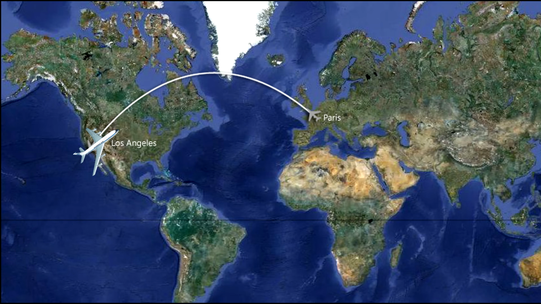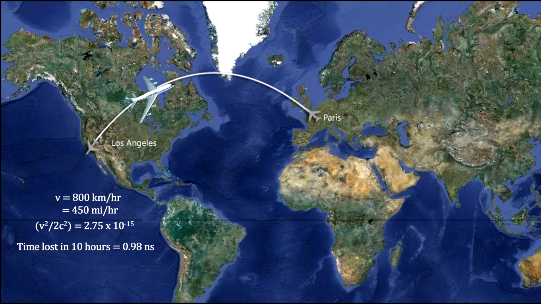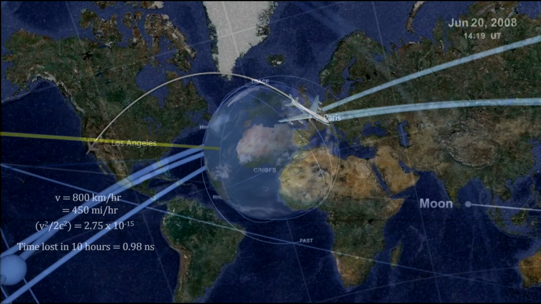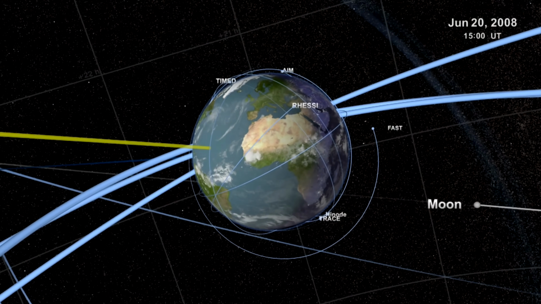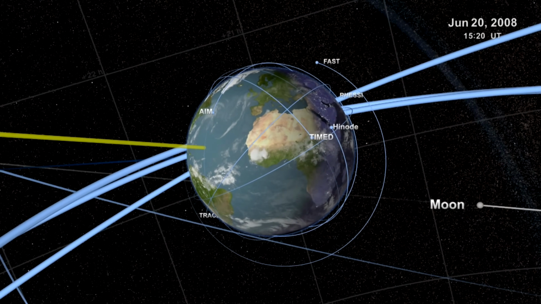If I were on a 10-hour flight from LA to Paris, traveling at 800 kilometers per hour, I would lose just under a nanosecond. Way too small to notice. But for faster-moving spacecraft, it can be quite significant and critically important.